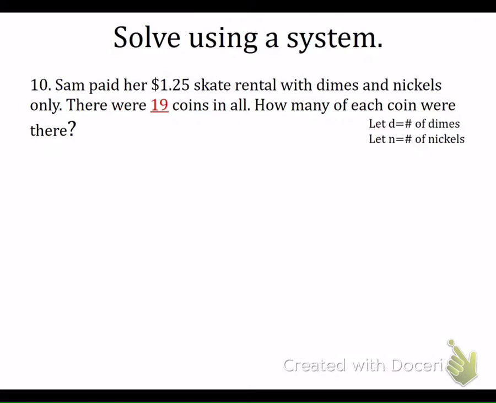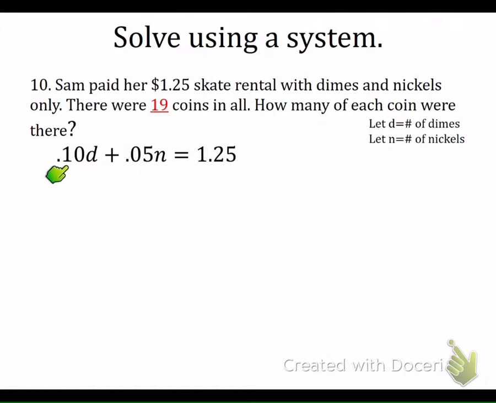I know you put in 0.10. 0.10 times D. A dime is 10 cents. So 0.10 times D. What else do you know? The nickels cost 5. How do I write that? 0.05. Yeah, not 0.25, not 0.5.